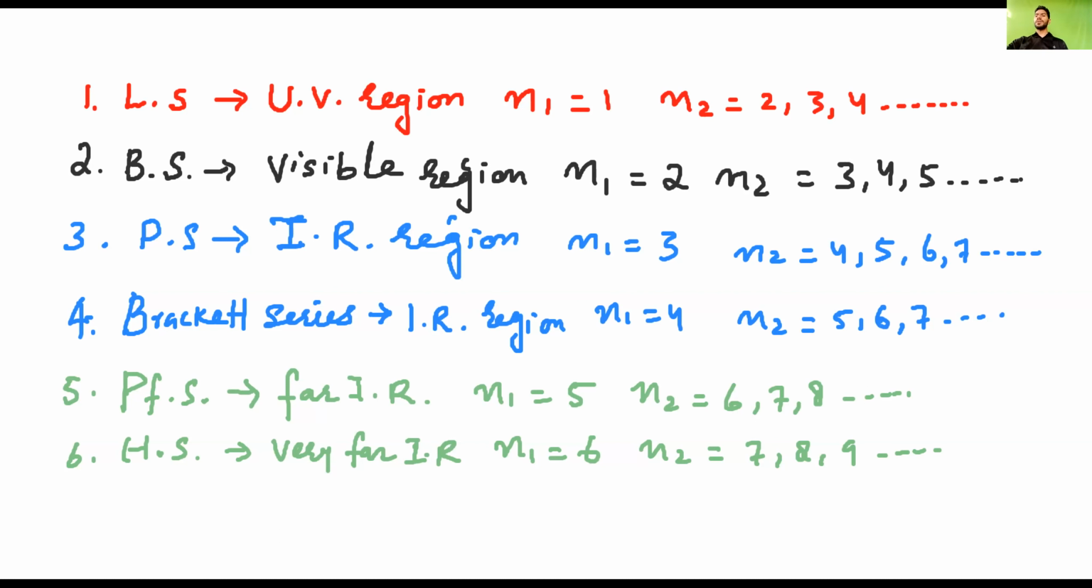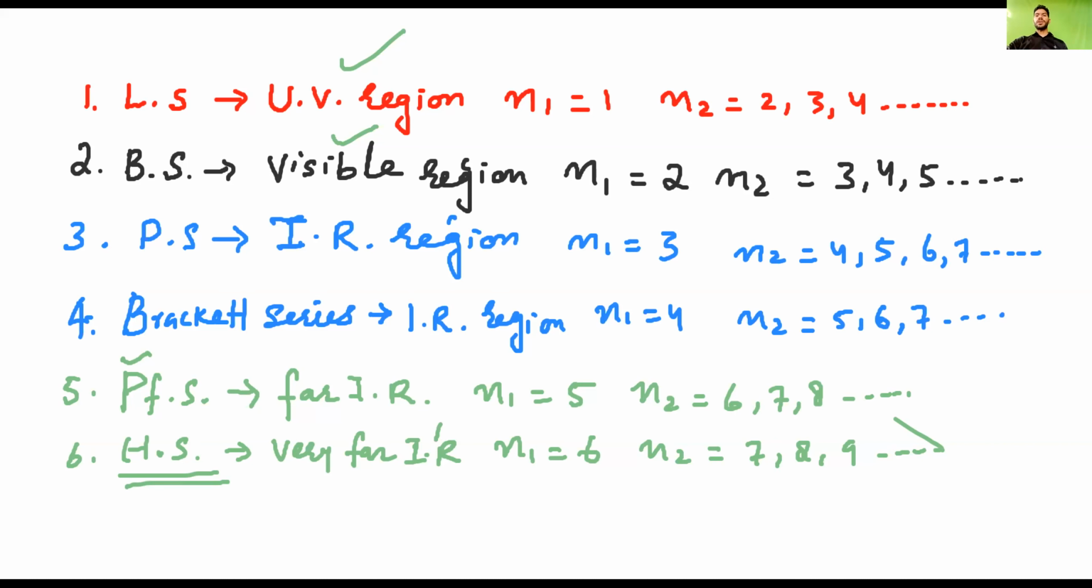We will here remain silent series. And then the next is Humphrey series. So the first, the Lyman series, lies in the UV region, and the Balmer series lies in the visible region. Then all others lie in the IR region, the infrared region.